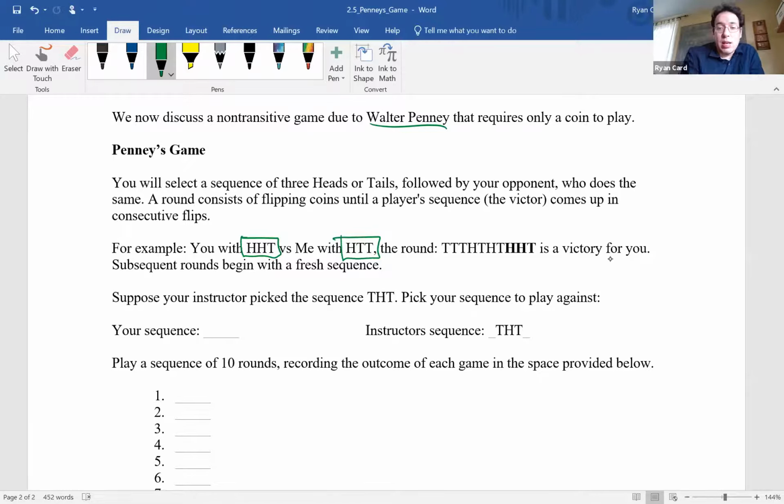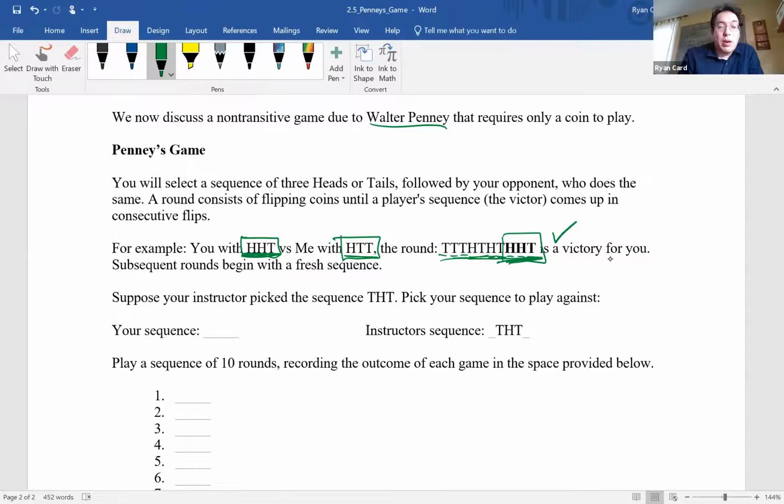So if you get tails, tails, tails, heads, tails, heads, tails, so far these have not appeared. Heads, heads, tails. At this point, HHT has appeared, but HTT has not appeared in the sequence. So as soon as this appears, the round ends, and then you win, right?